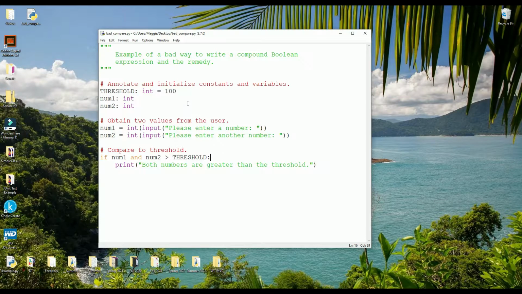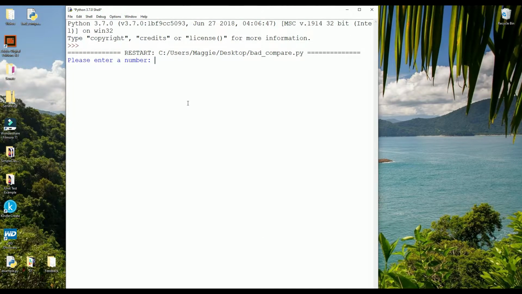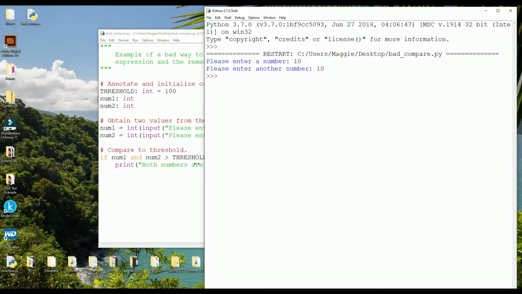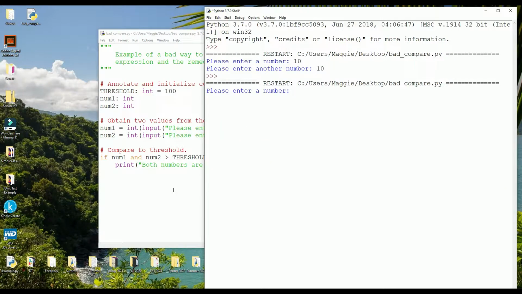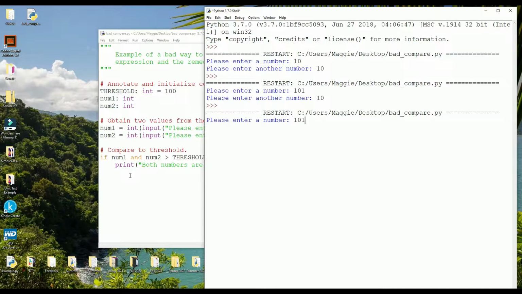Let's look at this program running. Let's try two numbers that are below the threshold, and it doesn't do anything, which is correct. Let's try the first number above the threshold. It doesn't do anything, which is correct. Let's try both numbers above the threshold. It prints the message, correct.